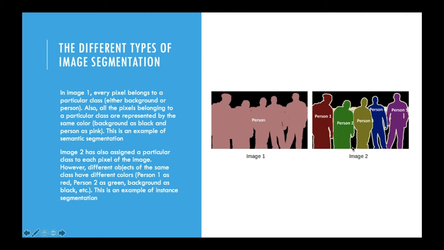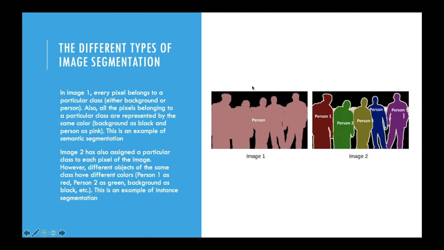But in image two, we will separate every person in this image, not only all of the people, but every person. We will give them pixel values. For example, person one, I will give red values. Person two, I will give green values, and so on. In image one, every pixel belongs to a particular class, either background or person.